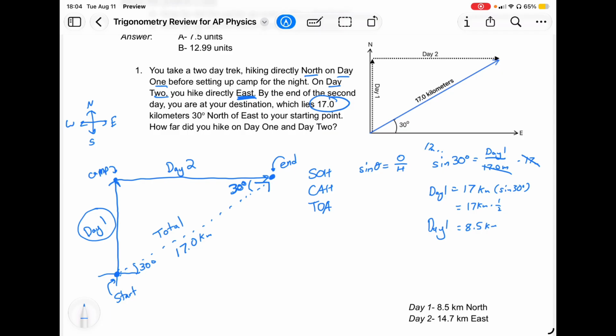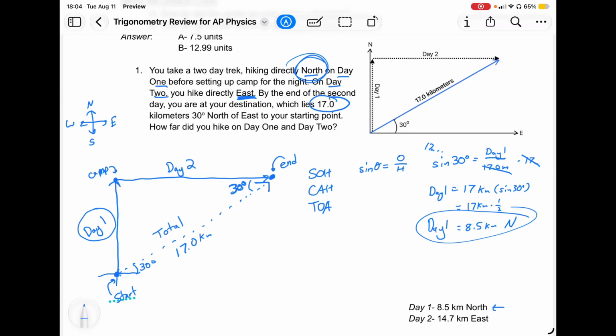Then to make this a vector, we would want to add the direction that we went. And on day one, we know that we went north, so we'll just add a little north there. And you'll notice that matches up with the answer that's provided on our problem set here. All right. So then let's also get day two.